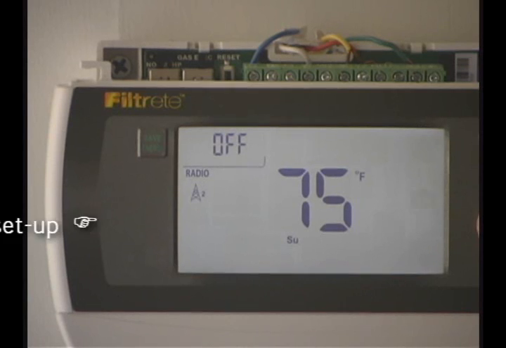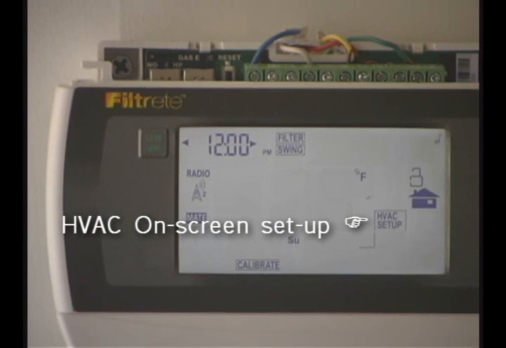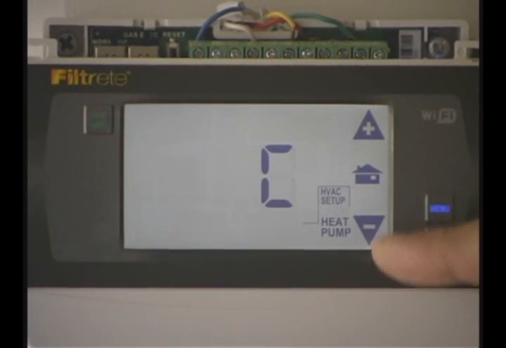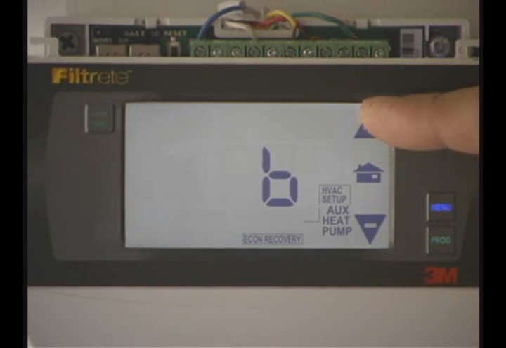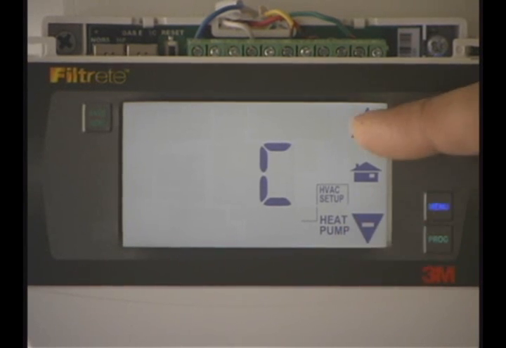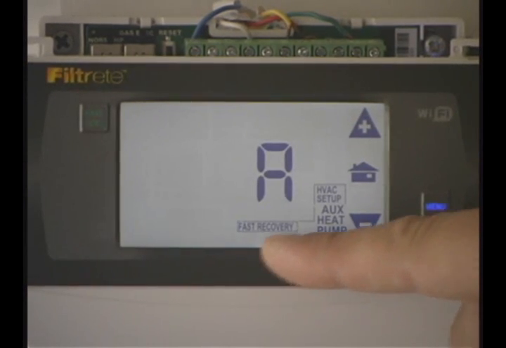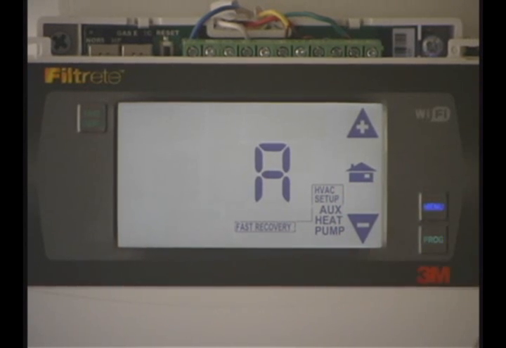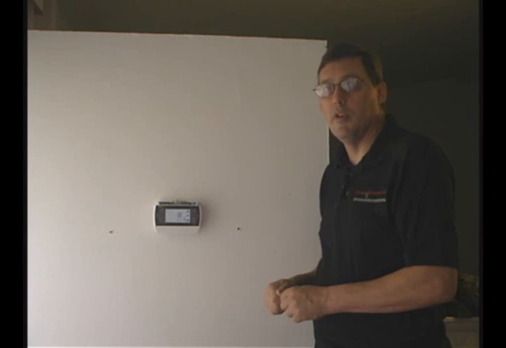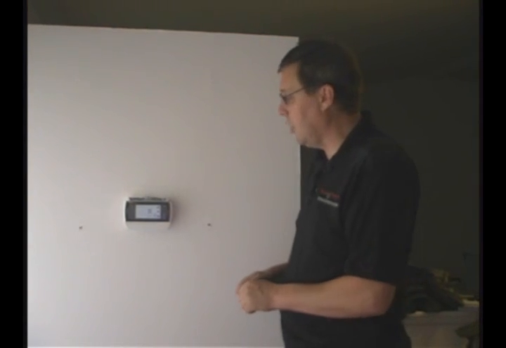And if you notice now, to the left of the house, we have a little bar that says HVAC setup. And for a heat pump, we will have an A, or simply by pressing the up and down arrows, a B or a C. And if you look, when we're in A, it says fast recovery heat pump with auxiliary heat. What that means is you have a heat pump and you have the auxiliary heat that we talked about, gas or electric, which means it provides heat when the temperature gets below 40 degrees outside.